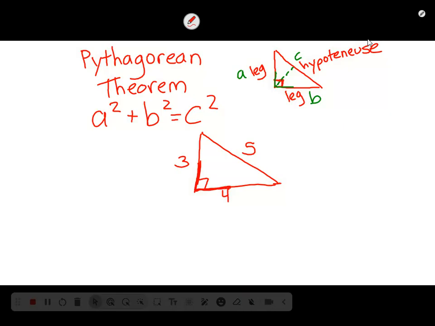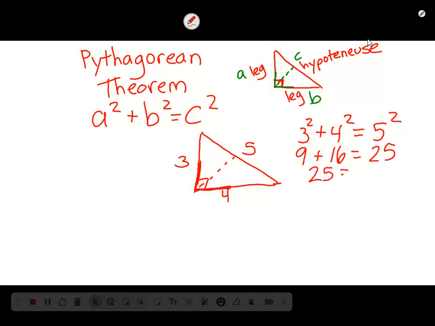So for A squared, I would do 3 squared. B squared would be 4 squared. And that equals the hypotenuse. That hypotenuse is directly across from the right angle. So that would be 5 squared. What is 3 squared? Robbie. What is 4 squared? Robbie. And what is 5 squared, Robbie? So, 9 plus 16 is 25. That truly does equal 25.